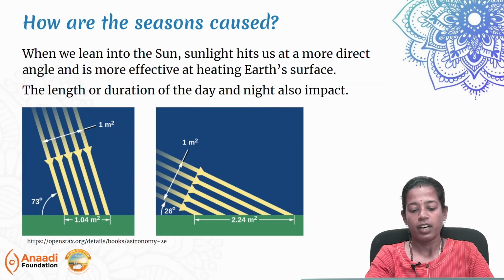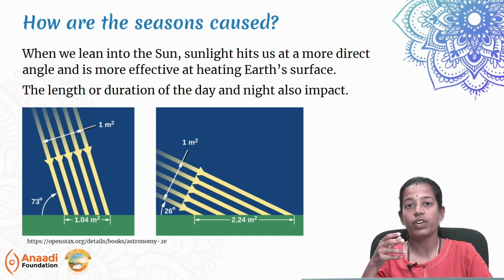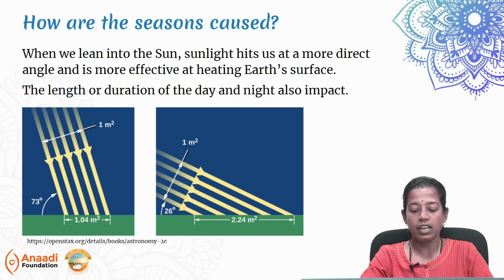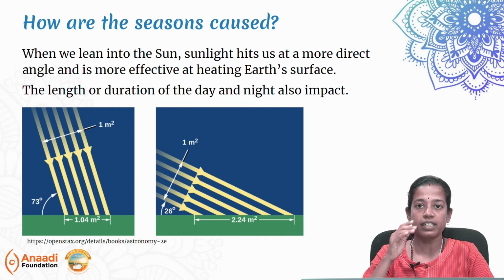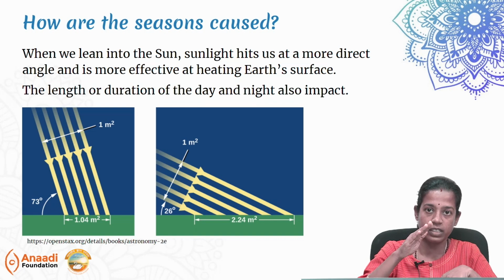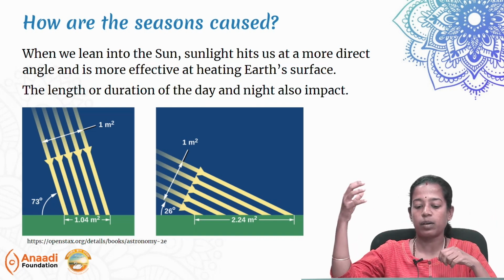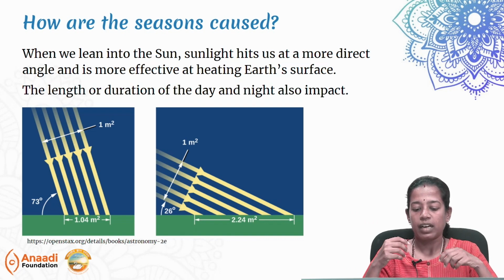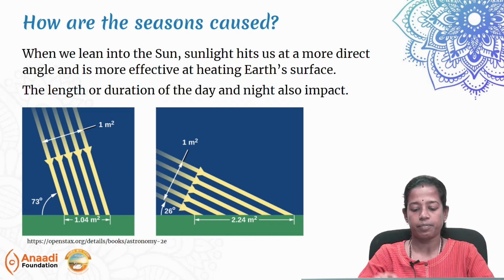Now, we saw the tilt, how it impacts the season and all of that. We will now see how the seasons are actually caused. There are two primary seasons as we go around the sun. Because of our tilt, the seasons are caused. When we lean into the sun, that is when our tilt is more closer towards the sun, in the northern hemisphere, the sun hits us in a more direct angle because the earth is tilted towards the north and towards the sun.